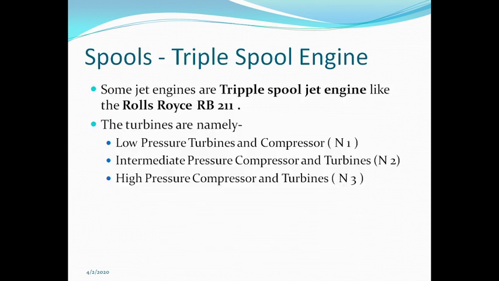In line with the two spool, the other one is the triple spool engine. As the name says, you will have three spools here. That means you have a three shaft system. Basically, as we discussed in the class also, many of the Rolls-Royce engines are triple spool engines. They feel the efficiency is more. Here we call them the low pressure, intermediate pressure, and high pressure, and all will have different speeds, N1, N2, N3 speeds.